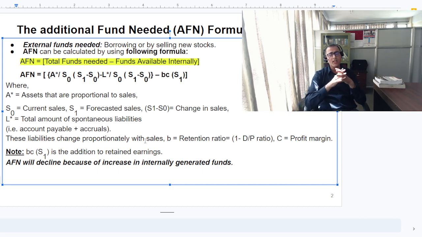Now, an important point is that if the company has more additions to retained earnings, then your additional fund needed will be lower. Okay, that is why we say that additional fund needed will decline because of the increase in internally generated funds.